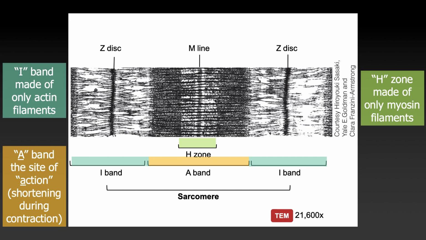We'll see that as the muscle contracts coming up. So I band, A band, H band or H zone, just ways to describe the striations of the different areas of the myofibril.